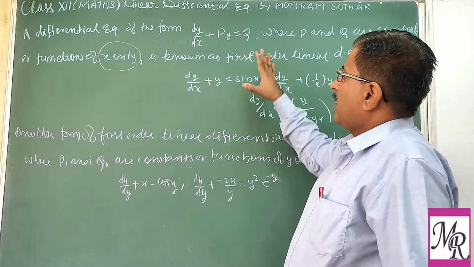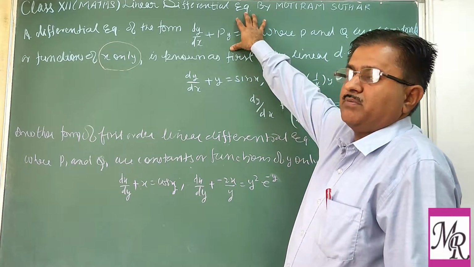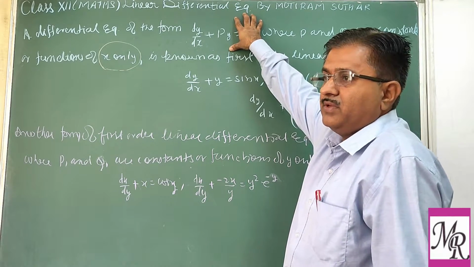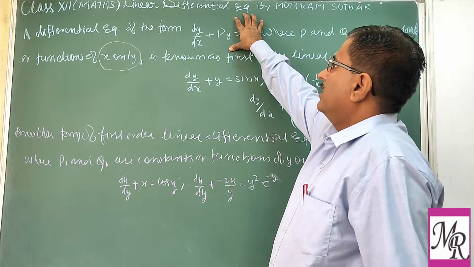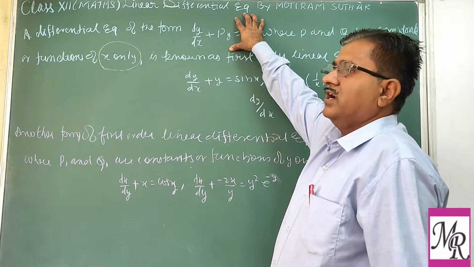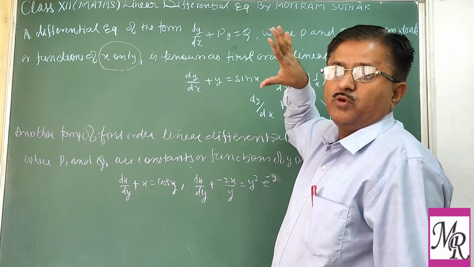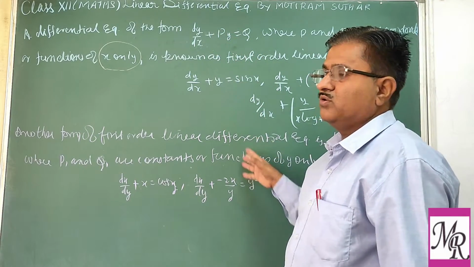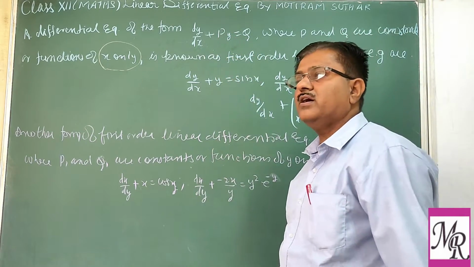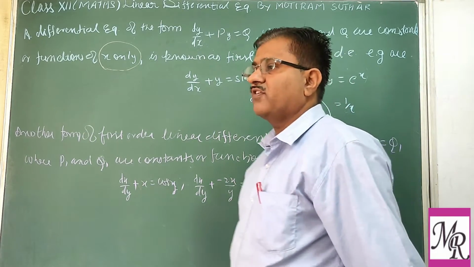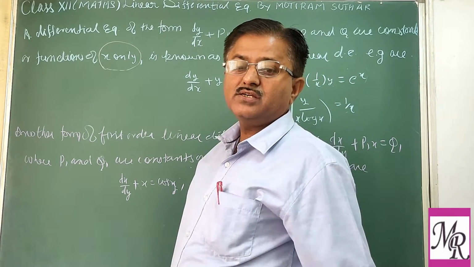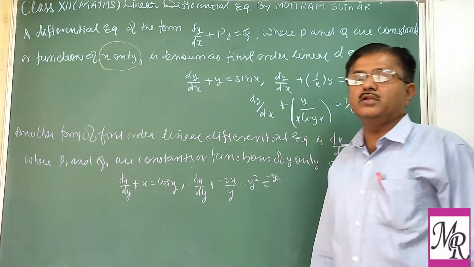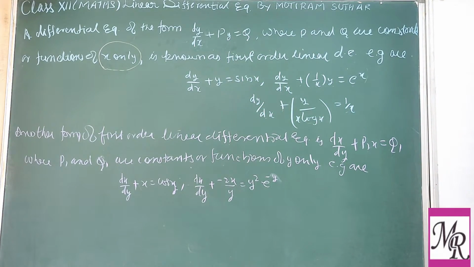So now after identifying the type, we can find the solution, because our aim is to find the solution of the linear differential equation. So before that you have to always identify which type it is, because according to that we can find the solution of the differential equation. So now let's see how we find the solution of the linear differential equation.